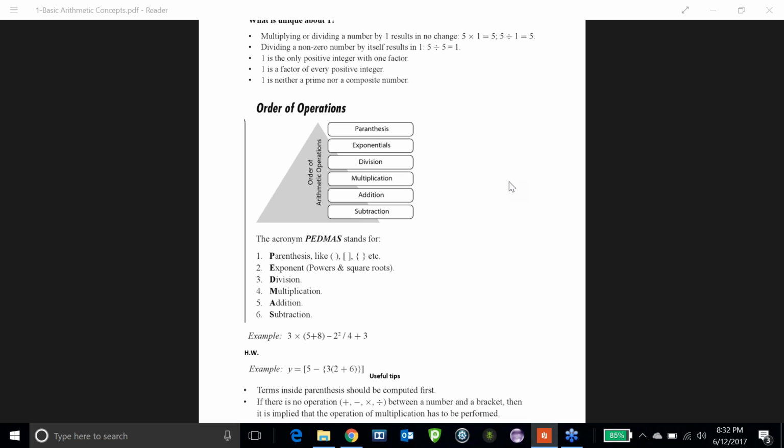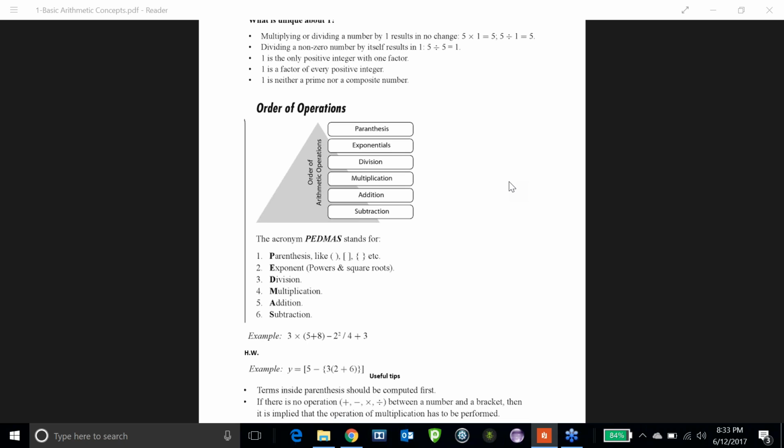3 into 13 and exponential. Or else you can write it like this till you get habituated: minus 2 square by 4 plus 3. And after that, what do you need to do? Exponential parts. Where is the exponential part over here? It is 2 square. So what is the next step? 3 into 13 minus, what is 2 square? 4 by 4 plus 3.